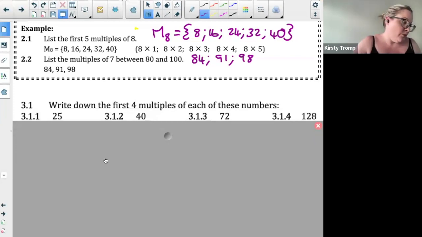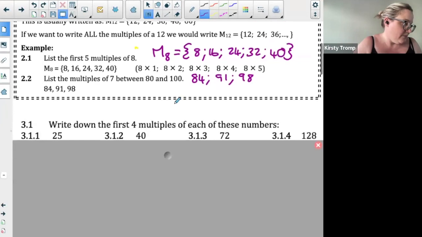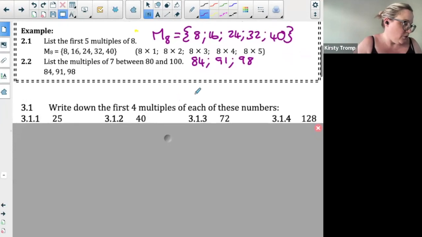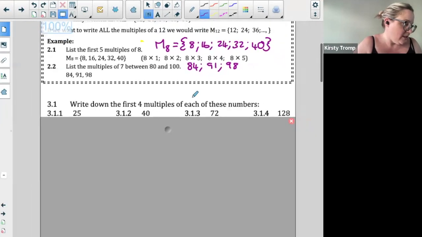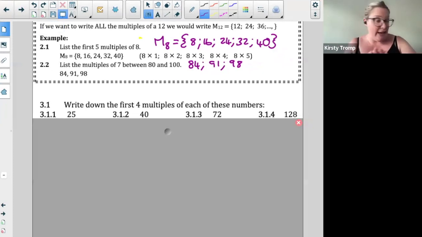Okay, so I want you guys to go and try now, right? I have given you 4 on the screen there. I'm going to leave that there for you in case you need to screenshot it. I'm going to make this a little bit smaller for you. I've given you 4 numbers there: 25, 40, 72, and 128. I want you to write down the first 4 multiples of each of those numbers.